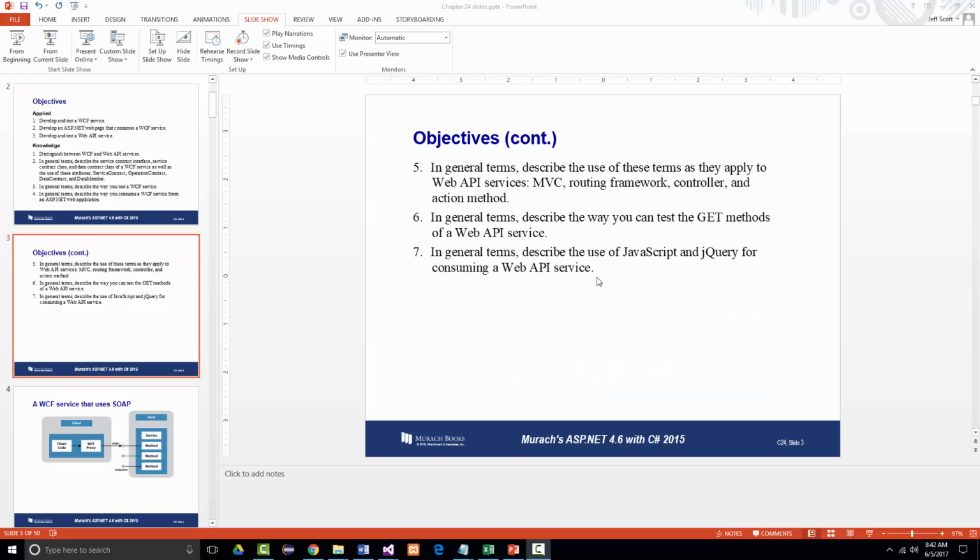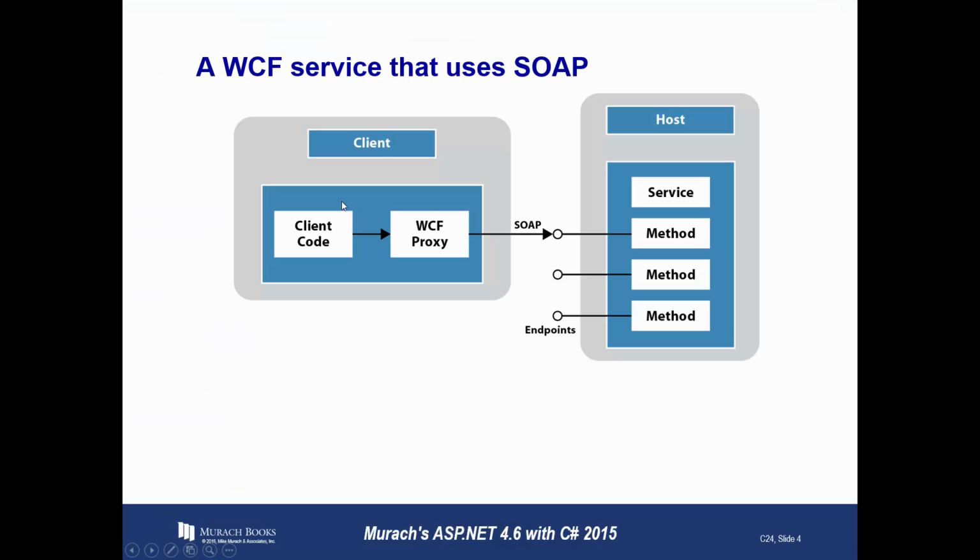ASP.NET web application. In general terms, describe the use of the terms as they apply to API services, those terms being MVC or Model View Controller, Routing Framework Controller, and Action Method. In general terms, describe the way you test the GET methods of a Web API service, and describe the use of JavaScript and jQuery for consuming a Web API service. There are about 4 different programmatic examples in this chapter as well.